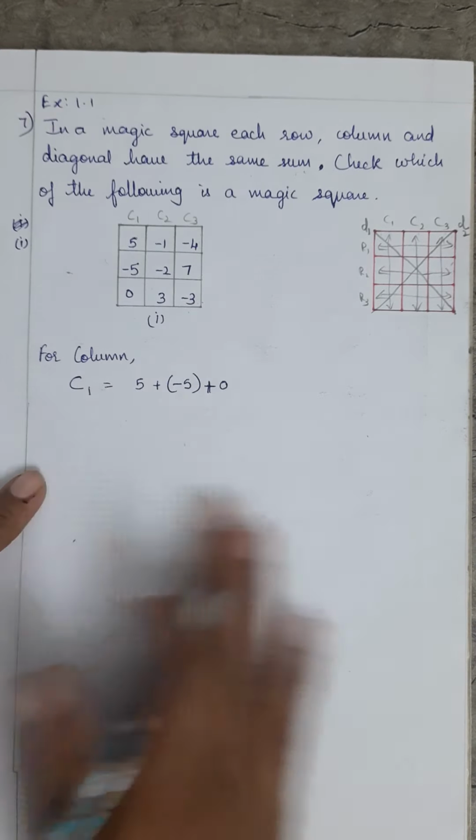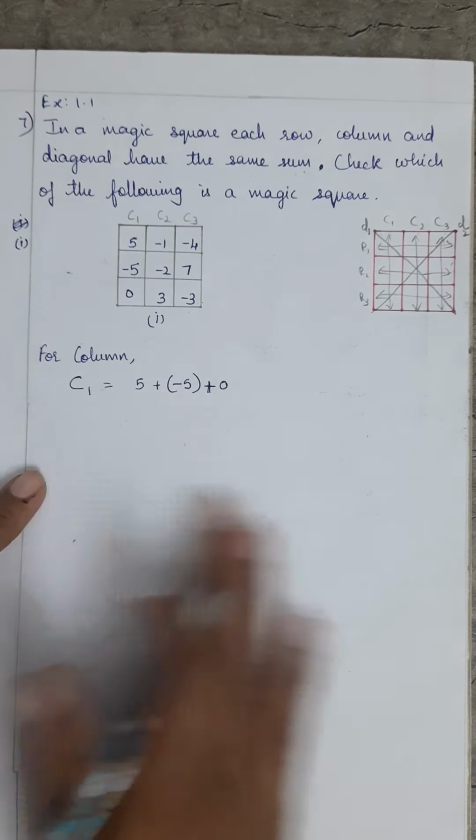Now, what is plus into minus? Plus into minus is a different sign, and when you multiply, different signs always give minus. Plus into minus is minus and minus into plus is also minus. So you can remove the bracket: 5 minus 5 plus 0. What is 5 minus 5? 0. 0 plus 0 is 0. So you got C1, the first column, as 0.